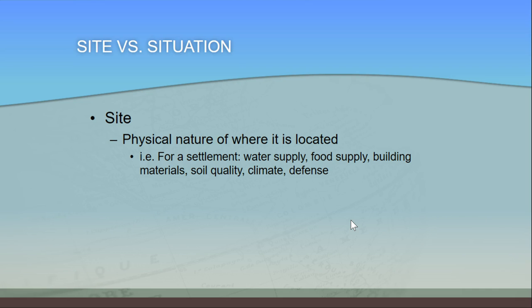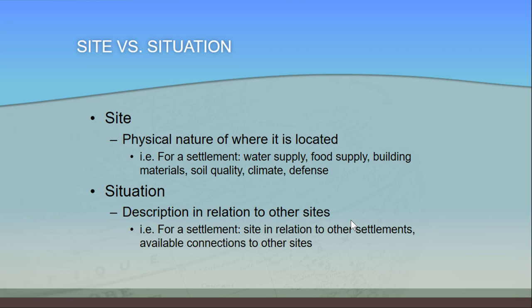The site is the physical nature of where something is located, right? So let's say that you want to have a settlement. You need to have a water supply and it needs to be there with you on site, right, at the site. And then there's the site of the water supply, and it should be close to the site of your settlement. Your food supply should be close, right, all of those things. The situation is how close those things are, right?